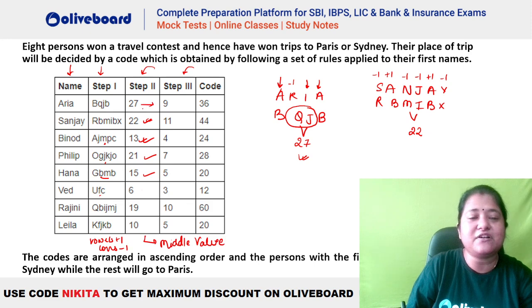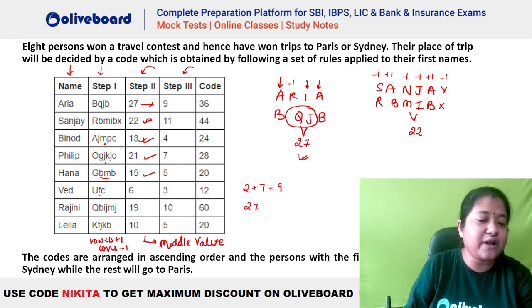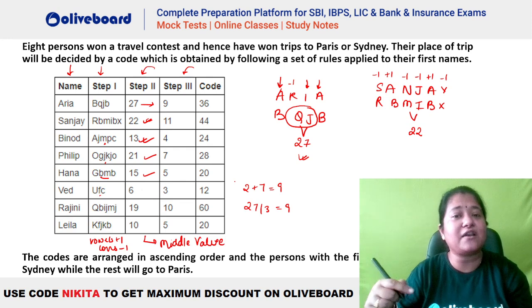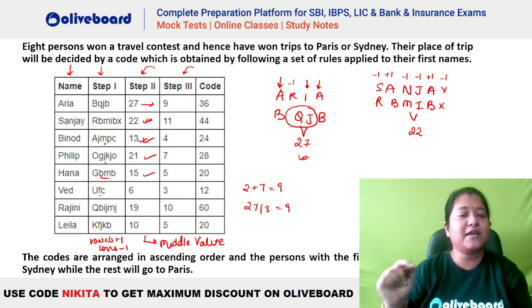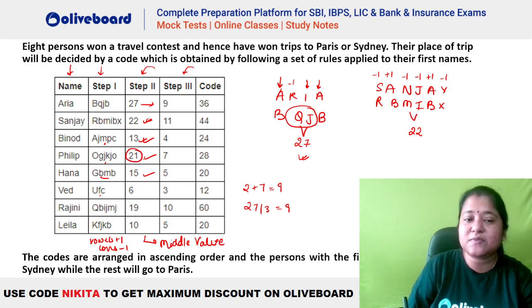Now, this 27 to 9. There are two possibilities. Either it is 2 plus 7 which gives you a 9, or it is 27 by 3 which gives you a 9, right? So we will have to check other values also which are divisible by 3 here. Like let's say if we talk about 21, this is divisible by 3 and you can see this is 21 by 7. So we got it divided by 3. Again 15 by 3 here, right? So this is also 15 by 3.